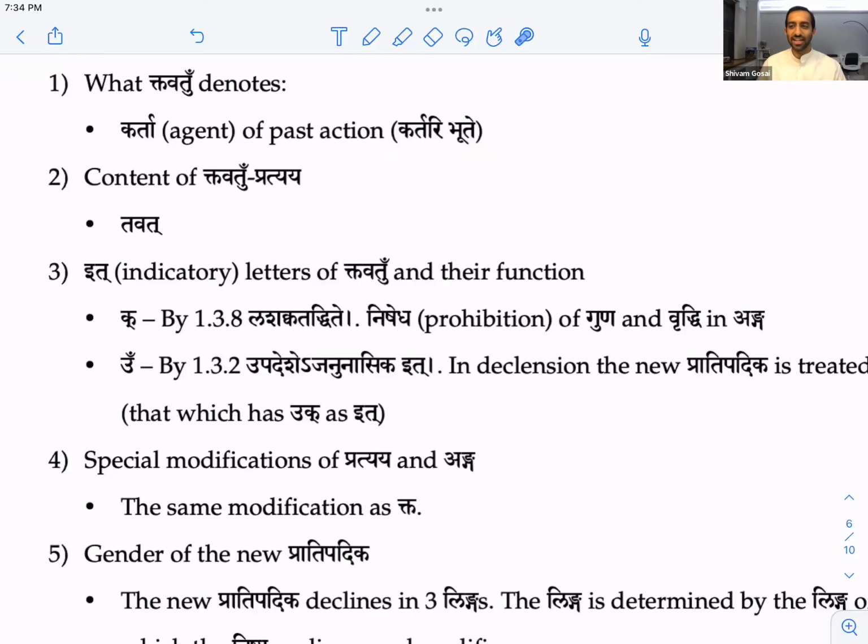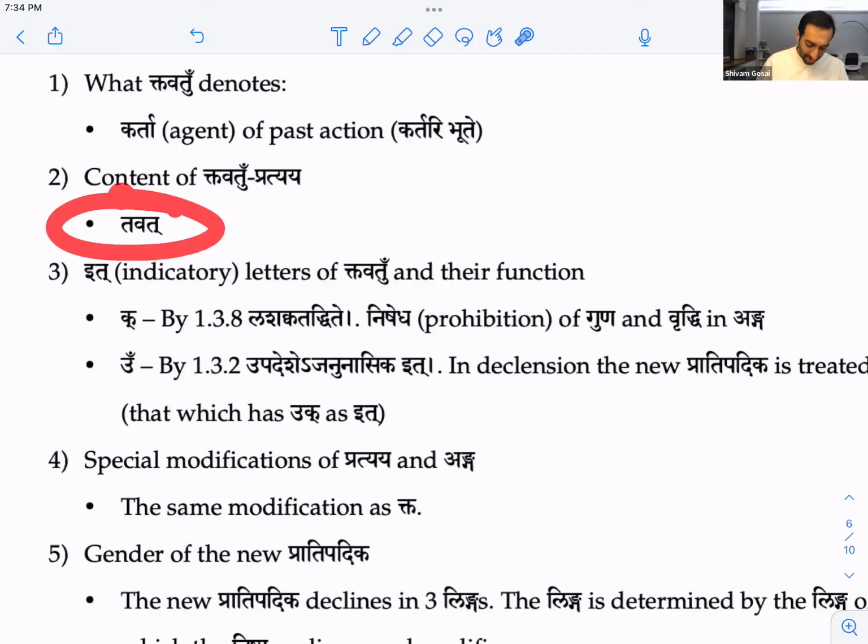Let's say it three times so we remember: kartari bhute, kartari bhute, kartari bhute. Someone around you will think you're talking about ghost, bhuta. But kartari denotes the agent, and bhute means past action, past tense, right? So it has that sense.